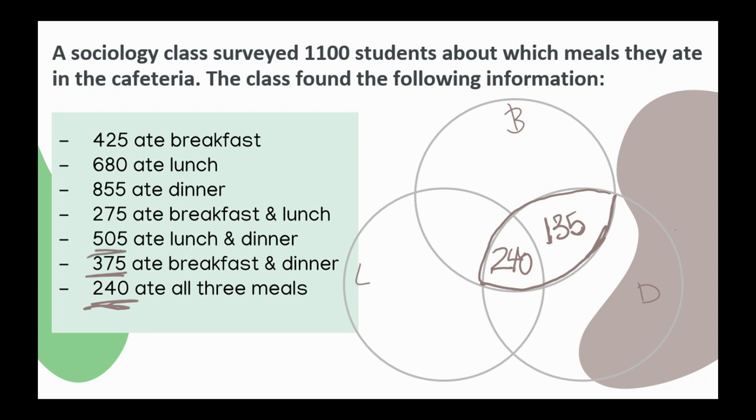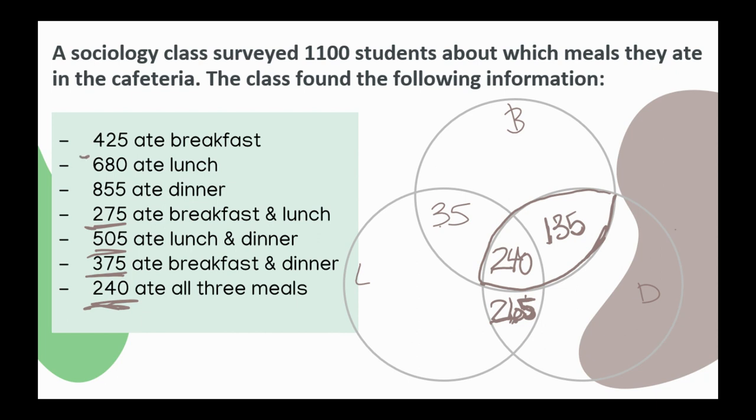The same works for the lunch and dinner. So we have 505, but we need to subtract the 240 that are already accounted for, and that gives us a total of 265 ate lunch and dinner. So I'm going to put that in this intersection between lunch and dinner, okay? 265. And then 275 ate breakfast and lunch, but we have to subtract the 240, which means that there are 35 people who ate just breakfast and lunch, but not dinner, okay? So hopefully you're seeing how that works.